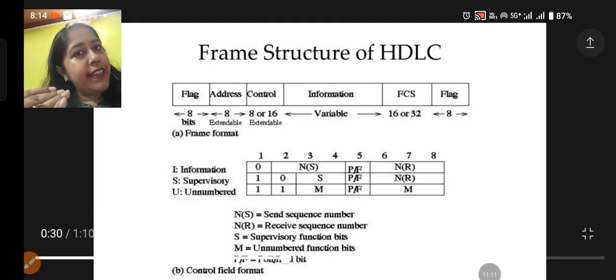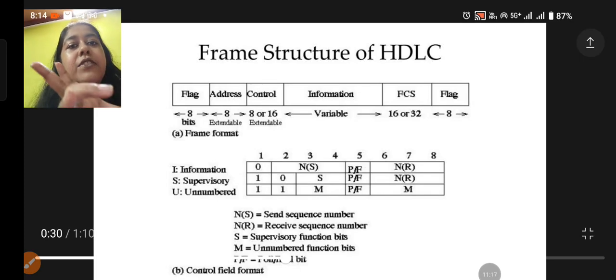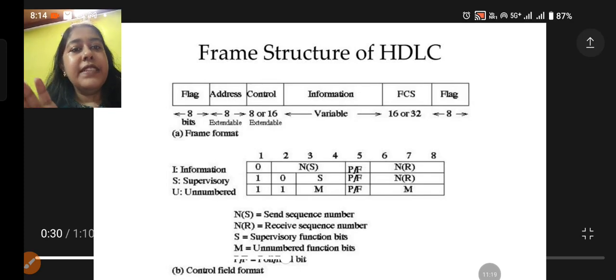So it will be starting with a flag bit, and again it will be ending with a flag frame. So this is the particular frame structure of your HDLC. The frame formats are information, supervisory, and unnumbered. These are the three types of frames which we will be talking about in our next slides.